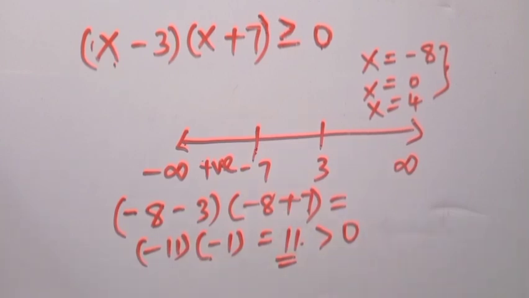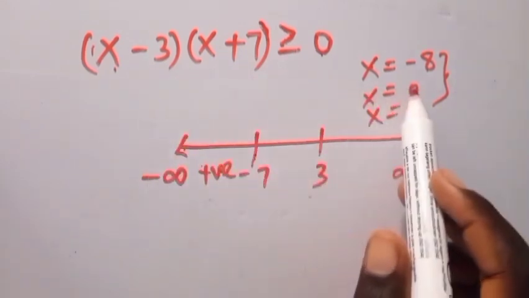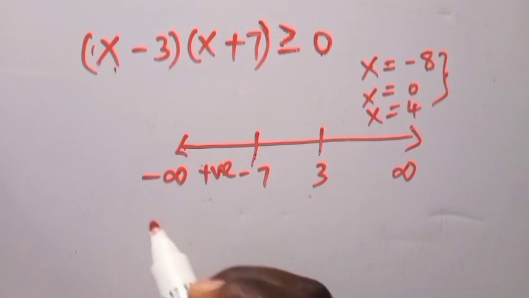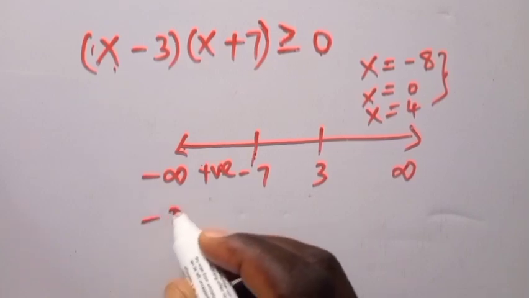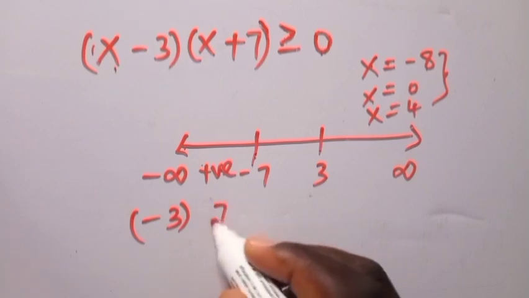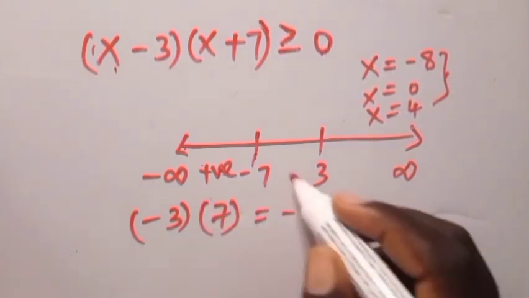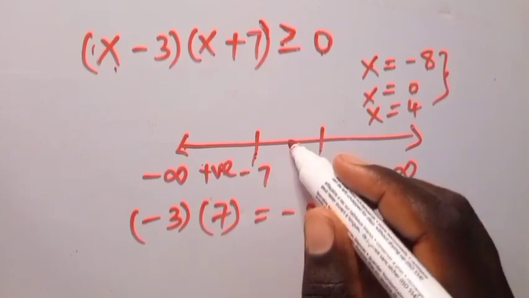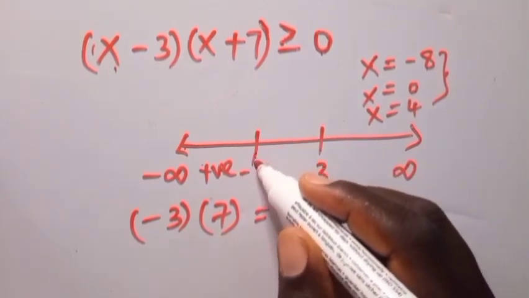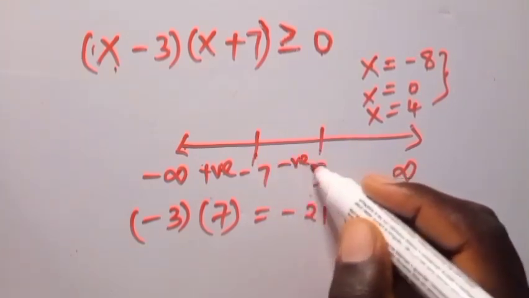Now, when x is 0, if we substitute x with 0, that means we shall have 0 - 3, which is -3. Then 0 + 7 is 7. And in this case, we shall have -21. So when x is 0, that means between -7 and 3, it is negative at this point.